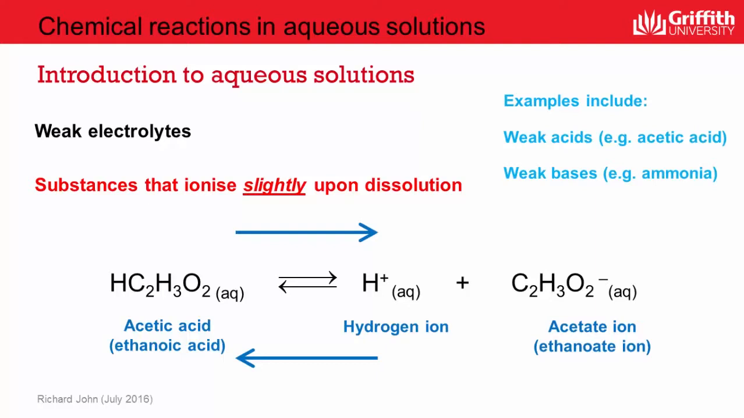This process is called an equilibrium process, technically a dynamic equilibrium process, because it is dynamic in the forward direction as well as dynamic in the reverse direction. And this substance is not completely dissociated at any point in time into separate ions, and so we would call this a weak electrolyte because it's only slightly ionized upon dissolution. We deal with weak electrolytes, weak acids, and weak bases later on in the course.